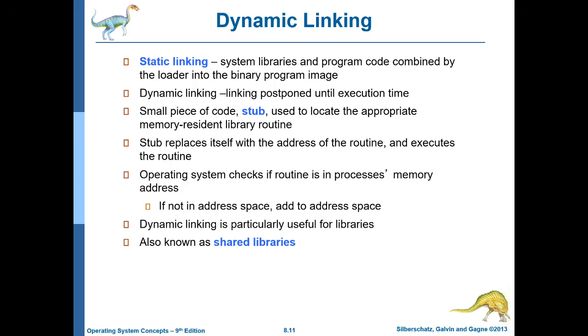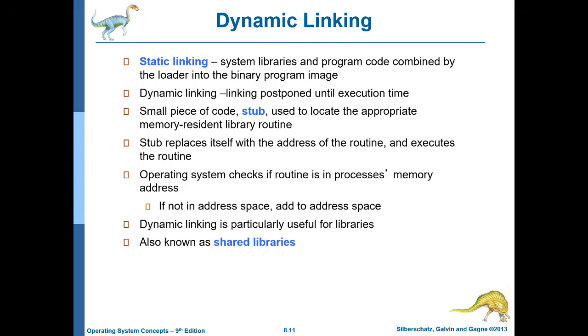In dynamic linking, the system libraries are not linked with the main program, and this linking is done at the time of execution. Now there is a small piece of code which is called a stub, and this is used to locate the appropriate memory resident library routine. Its job is to find where it can find these system libraries. It contains the information about system libraries, or it can communicate with the operating system to get to the libraries.